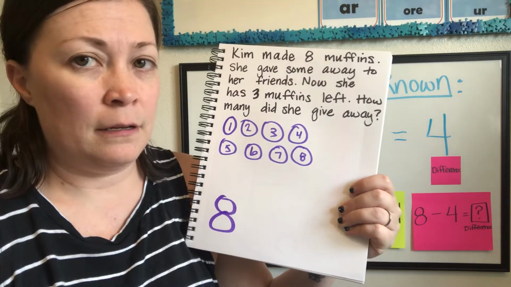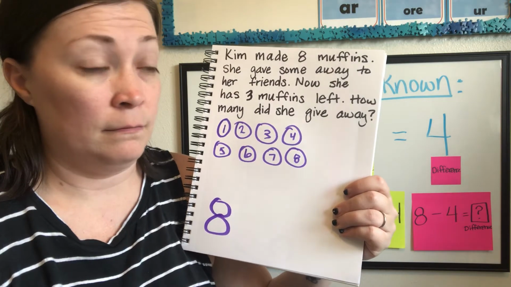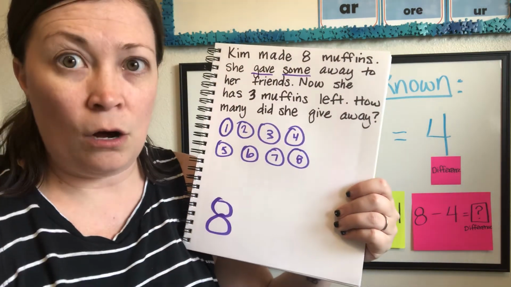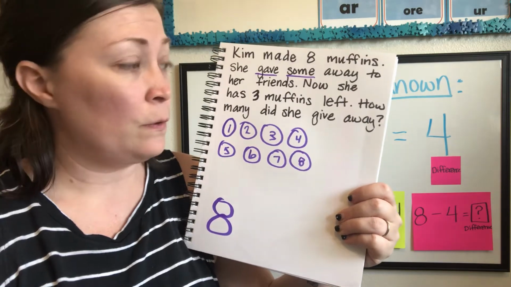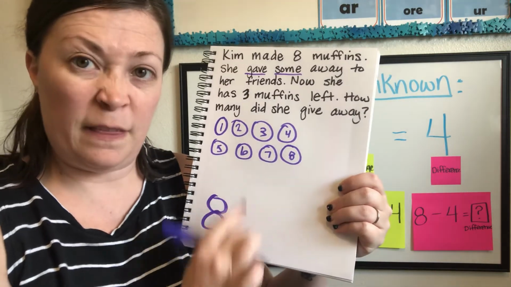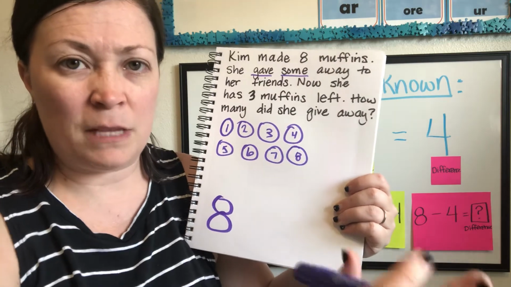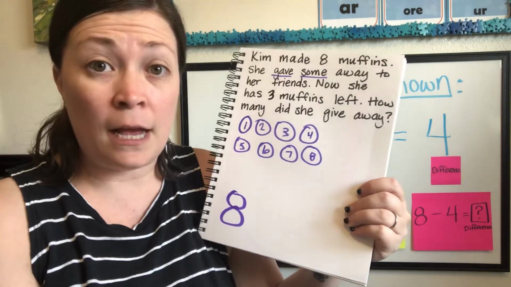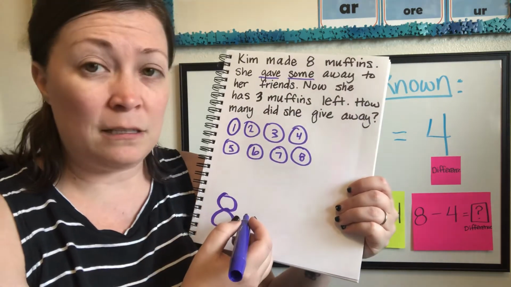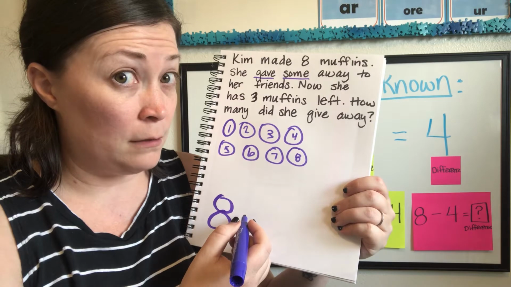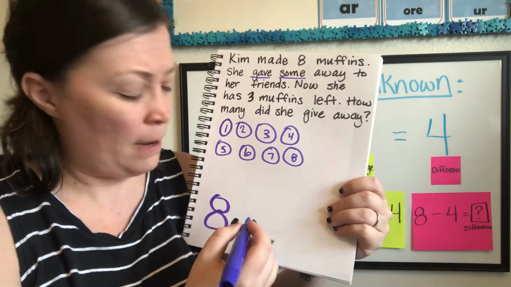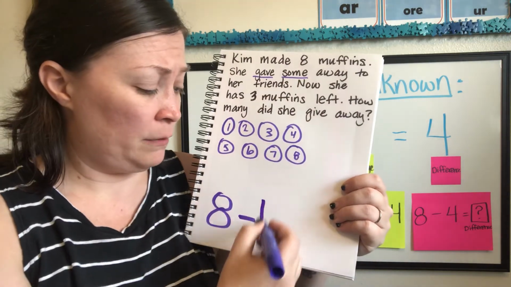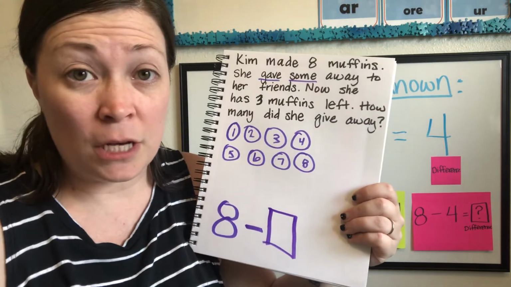Now we need the next sentence. She gave some away to her friends. So first we need a symbol here. And that word, gave away. I'm giving something away. So I'm going to have more or less. You're right. I'm going to have less. So less means minus. You're absolutely right. We are having a minus sign. And it said some. So again, we don't know how much yet.